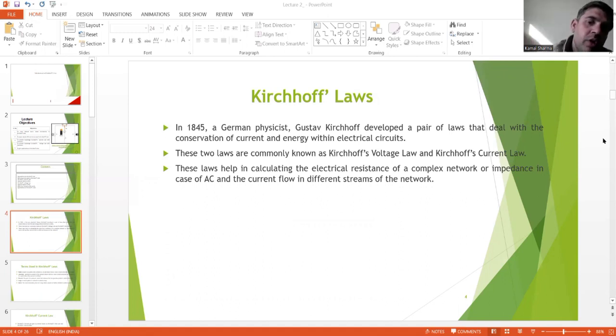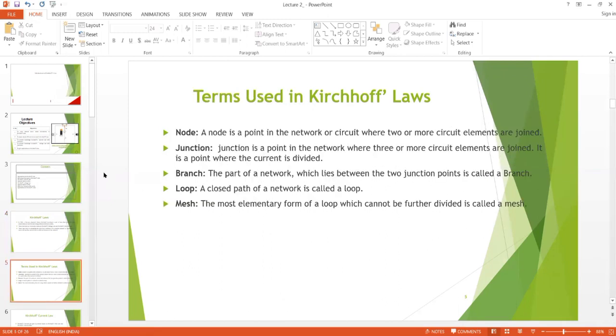So in front of you, just the introduction of these laws, that these laws will help in calculating the electrical resistance of a complex network. Okay, and with the different streams of the net, definitely. So we will go towards it. You can see terms during the Kirchhoff's law. We are having a node, junction, branch, loop, and mesh. They are the 5 different terms which will help you to understand Kirchhoff's law more significantly or in a better way.